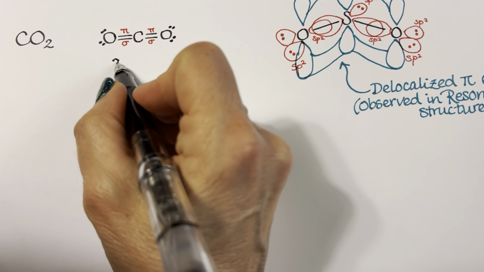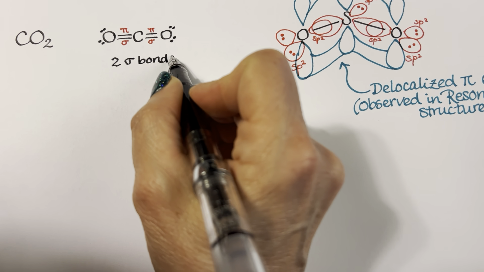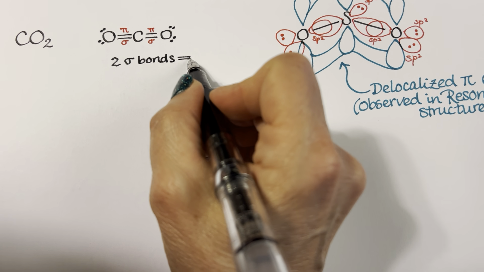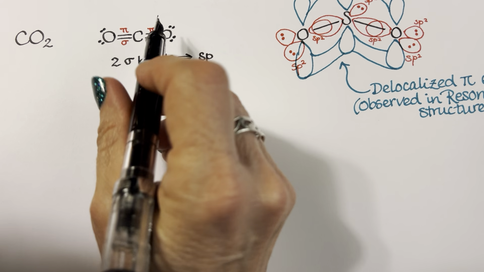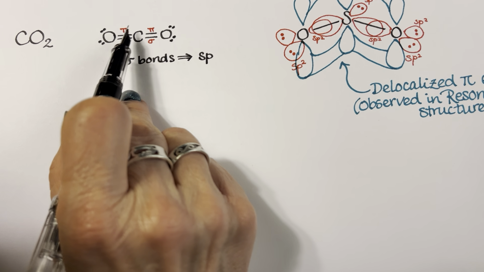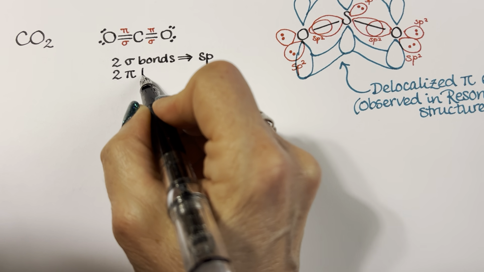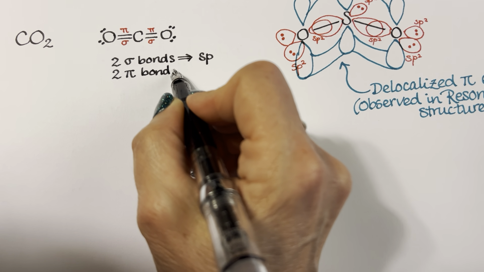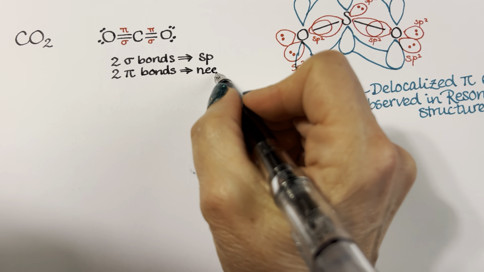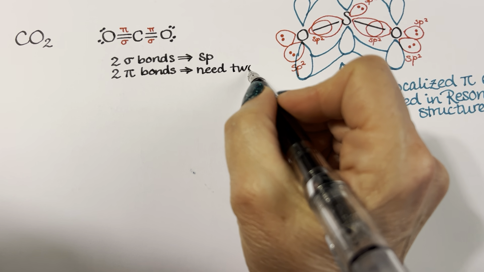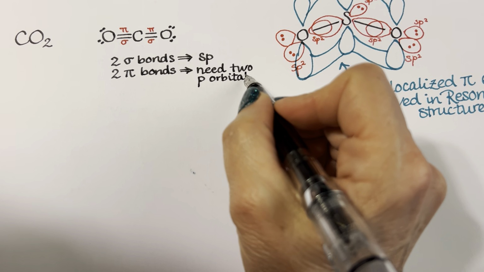It's got 2 sigma bonds. It doesn't have any lone pairs, okay? So, it's got to be sp hybridized. Also, it has 2 pi bonds around it. Okay, so that tells us, all right, good thing that we hybridized it to be sp, because we need 2 p orbitals to create those pi bonds around the central carbon.